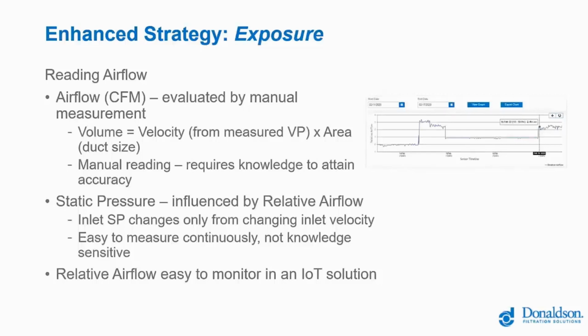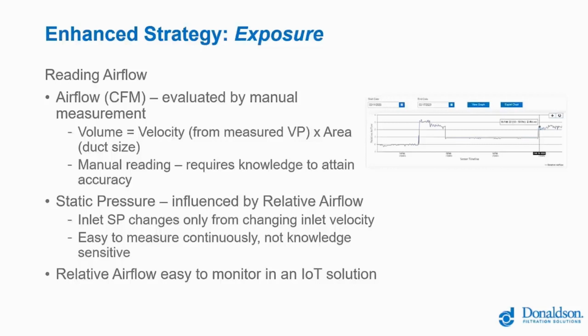But one thing we can do relatively easily is track relative airflow inside the dust collector. And that's done by reading the static pressure on the dust collector inlet, or the dirty side of the dust collector. The static pressure is influenced by the air velocity coming through that ducting. On a system where you're not changing dampers or there's nothing else that's changing, the only thing that's going to cause that static pressure to go up and down is a change in the air velocity.